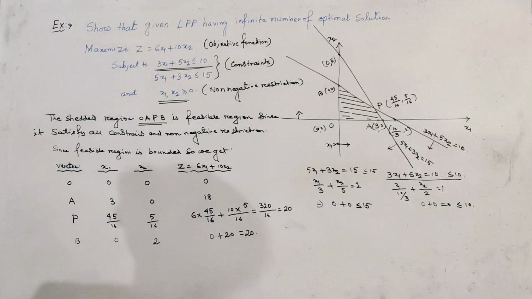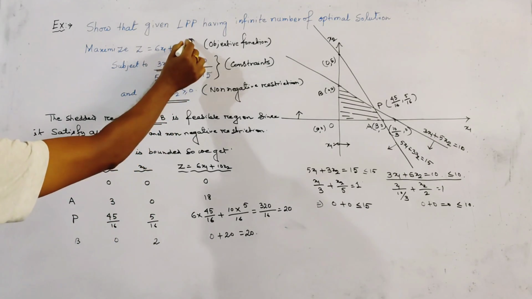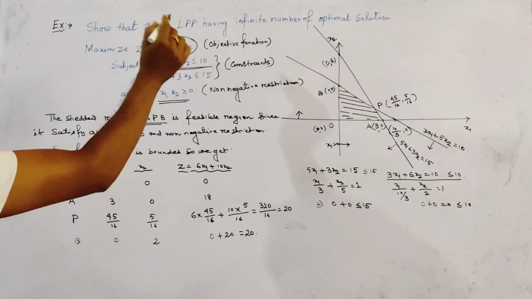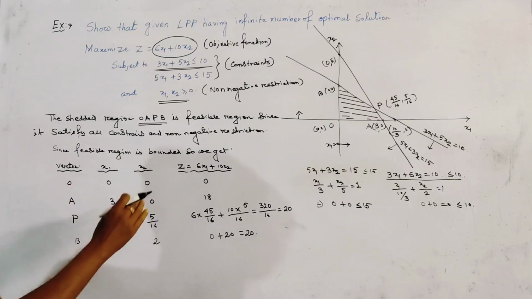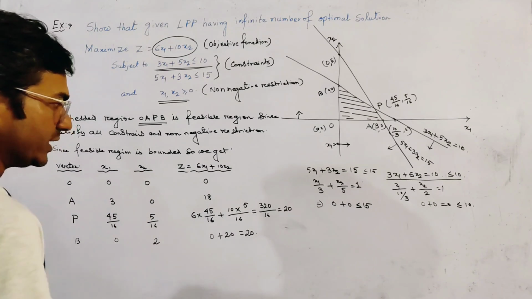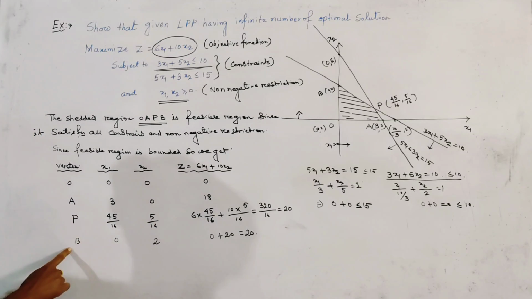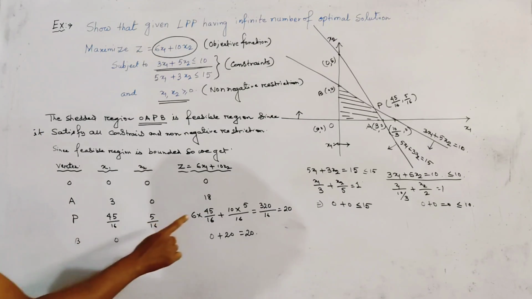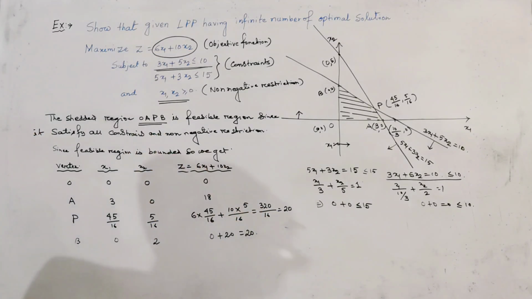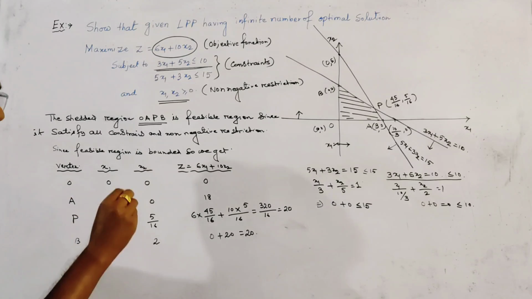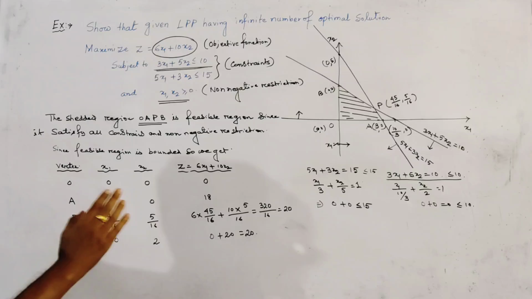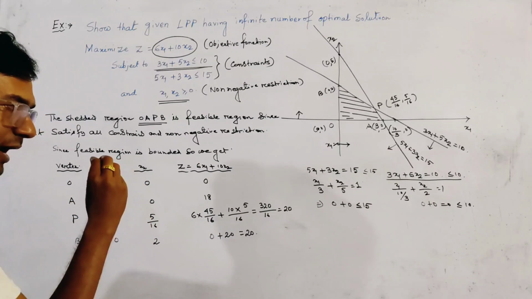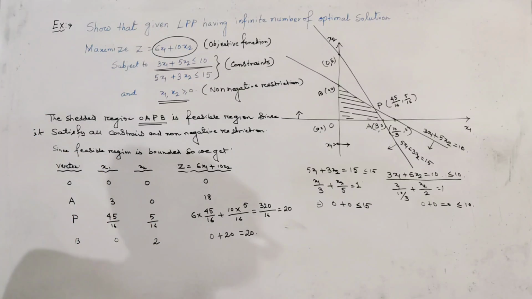Now the problem is of maximization type. It is given that this is a maximization problem, and we get the maximum value of z at two vertices, at P and also at B. So from these two conditions, we say that the problem has infinitely many solutions. Why do we say this?